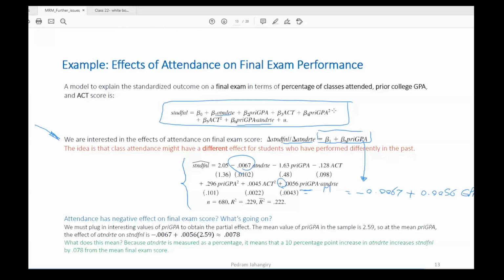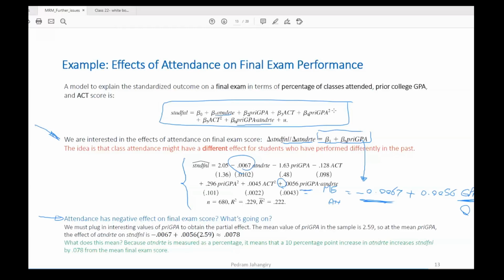So this is my marginal effect. I call it the marginal effect of attendance on score. Okay, now let's interpret that. First of all, this number is negative. So am I surprised? Attendance has a negative effect on the final exam. What's going on? So we have to interpret it like this. Yes, attendance has a negative effect on the final exam only if your GPA was 0. Now it makes more sense, right? So is it the right statement?